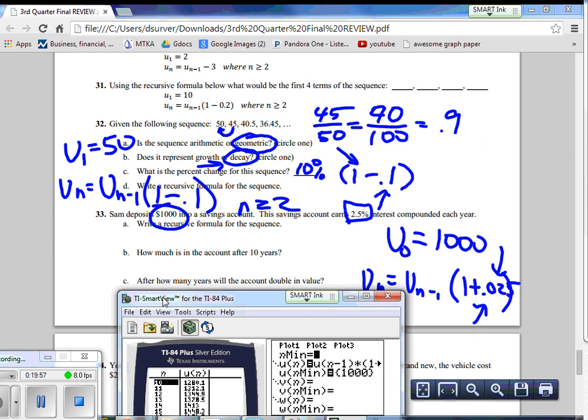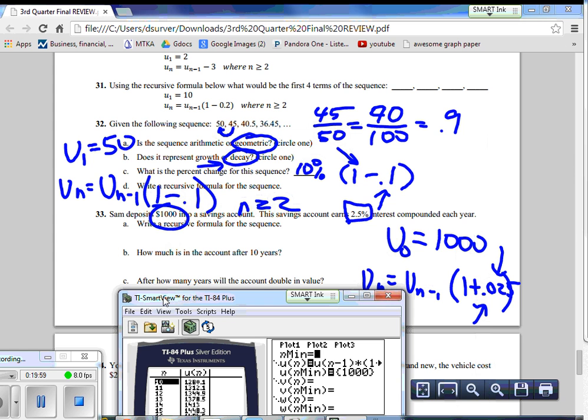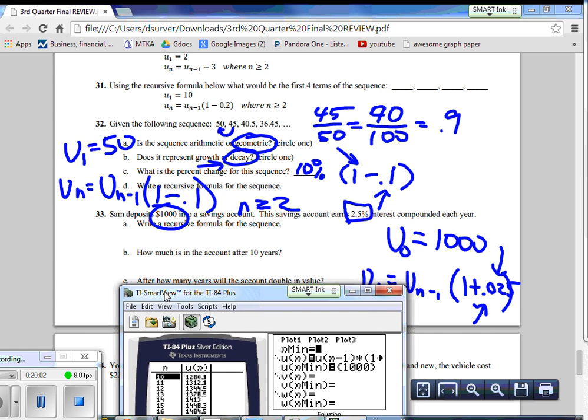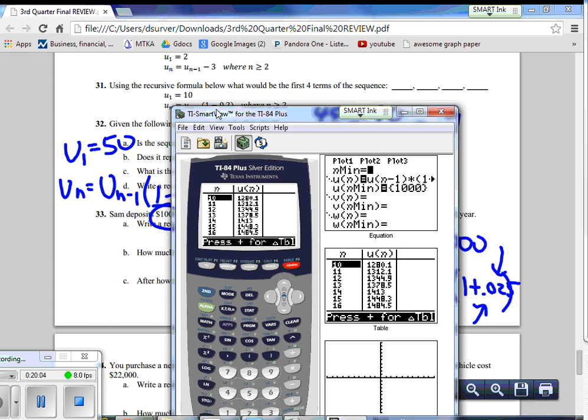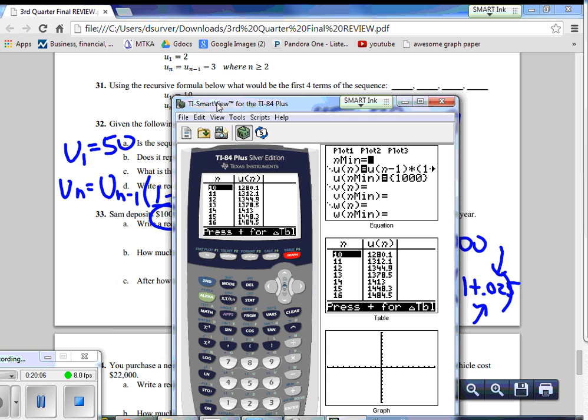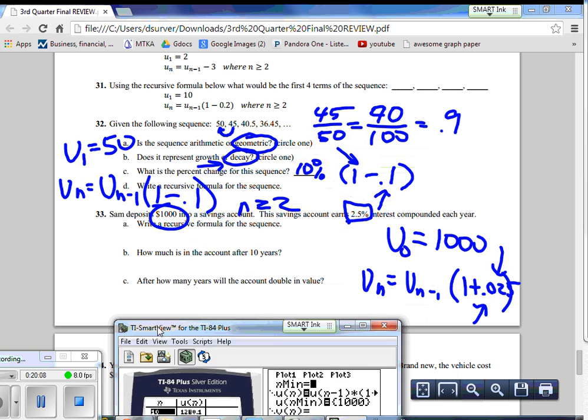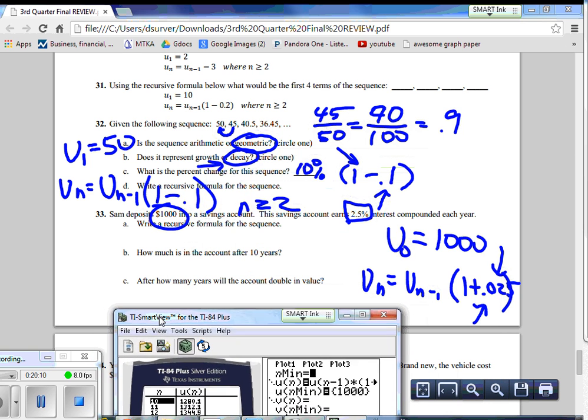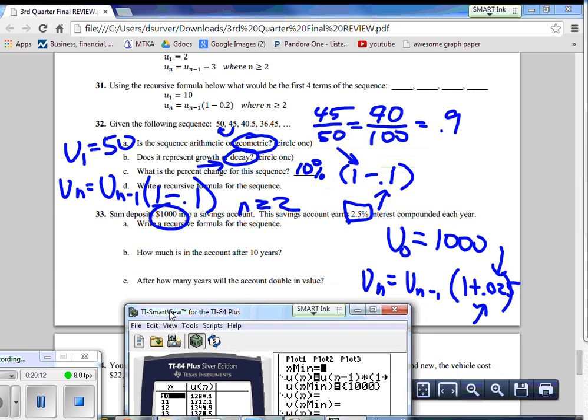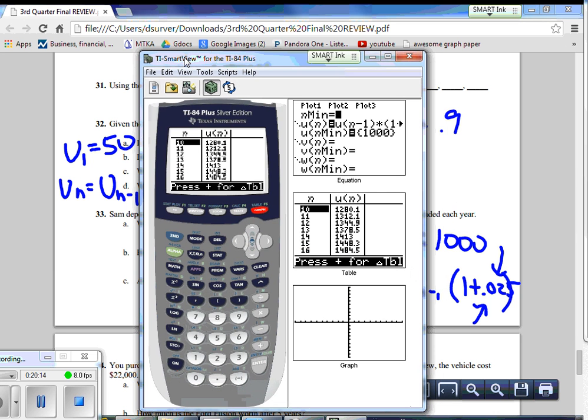It should have a balance. It was a savings account and it was growing. How much is in the account after 10 years? There it is. 10 years, $1,280.10.